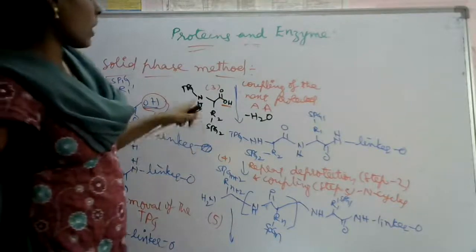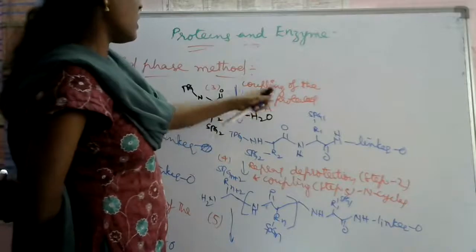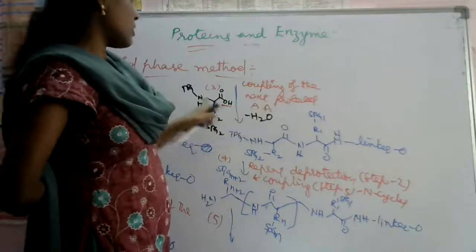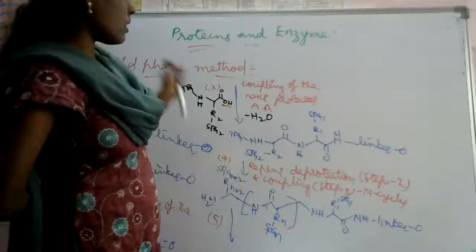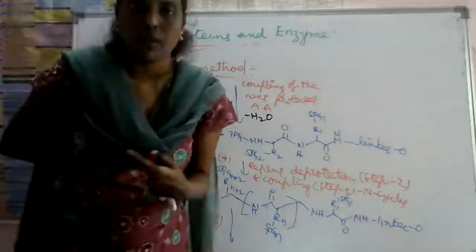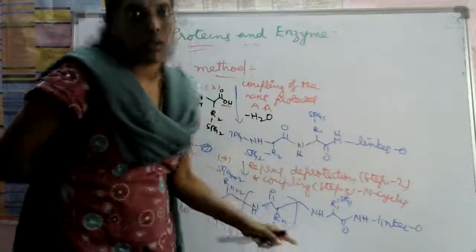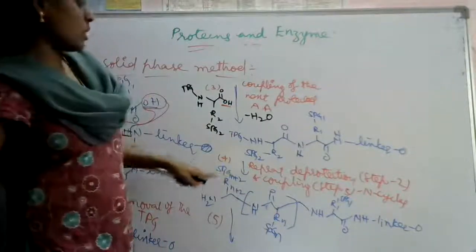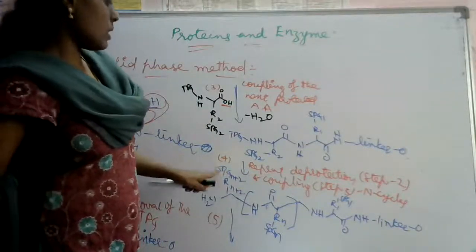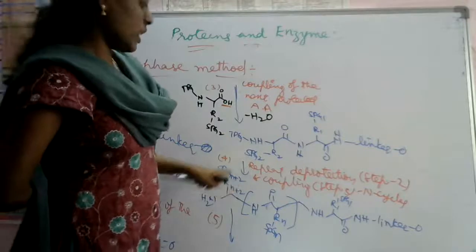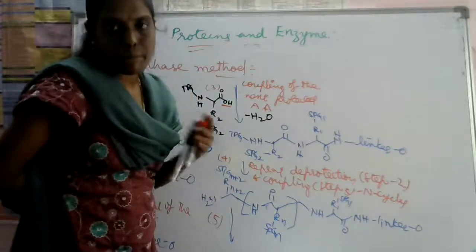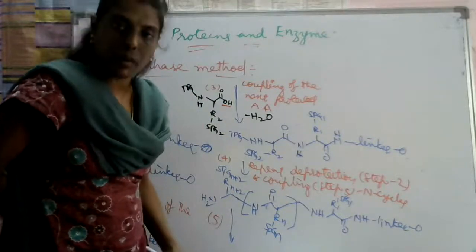Next we add the amino acid. This gives the coupling of the next protected amino acid. Like that we join n number of amino acids, and thereby we get the polypeptide chain. Next, we have to remove these semi-permanent protecting groups. Then we'll get the original protein or polypeptide.